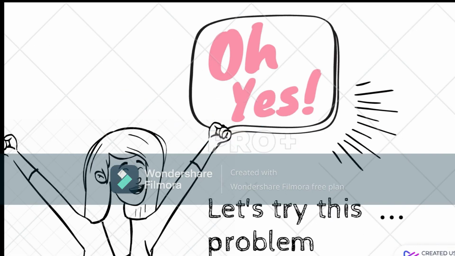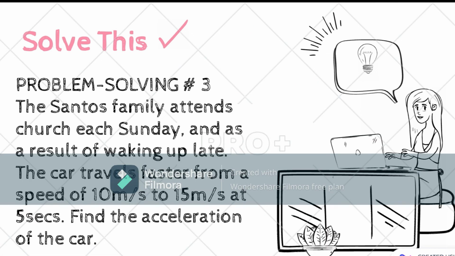Let's try this problem. For problem solving number 3, the Santos family attends church each Sunday, and as a result of waking up late, the car travels faster from a speed of 10 meters per second to 15 meters per second in 5 seconds. Find the acceleration of the car.